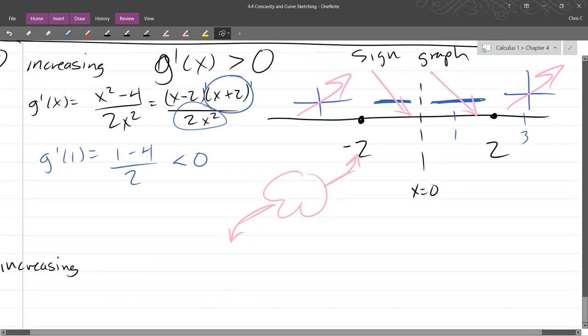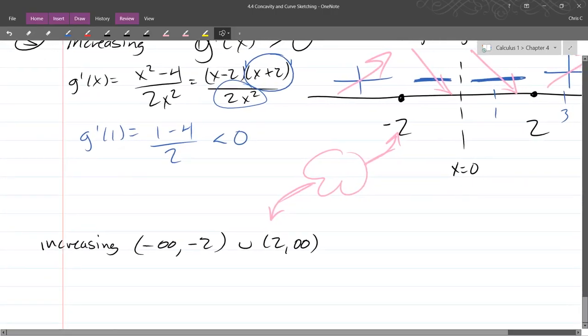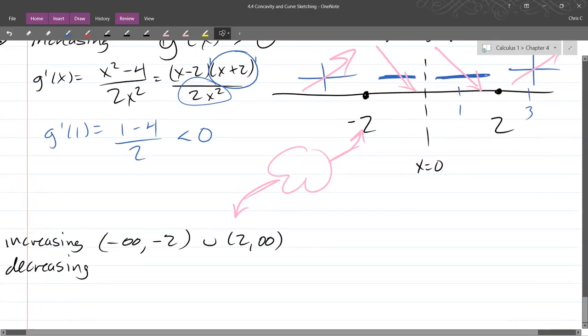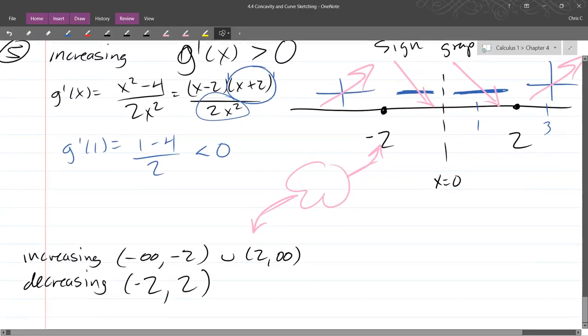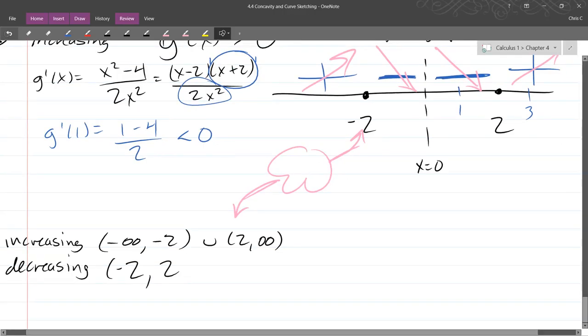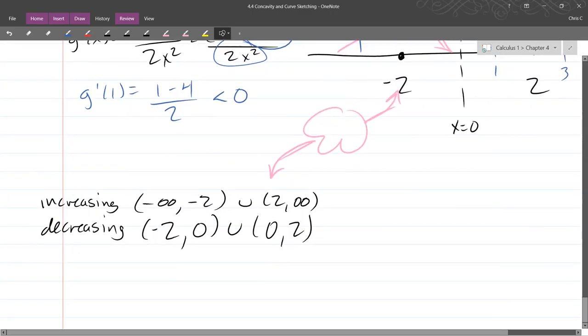Increasing on the positives, so that's negative infinity to negative 2, union 2 to infinity, and decreasing. Now you cannot go negative 2 to 2. What's wrong with saying that? Sorry, vertical asymptote in between. So zeros cannot be in any of these intervals ever. So we have to break it across 0. So I've got to take 0 out of there. All right, we got increasing, decreasing.